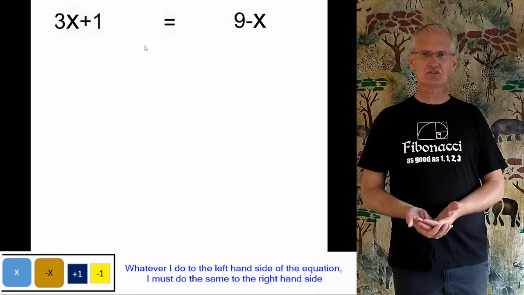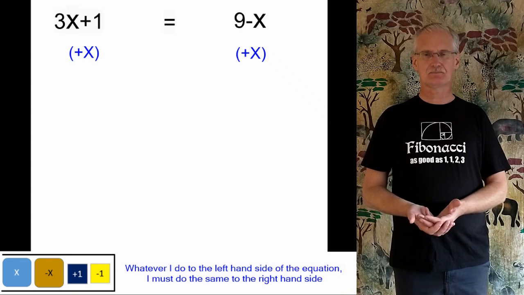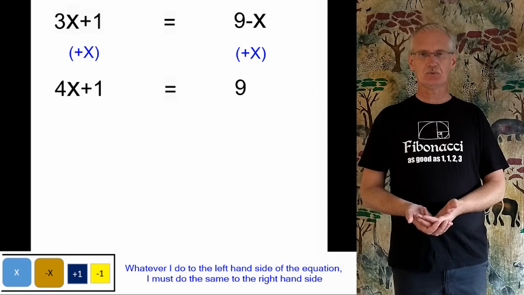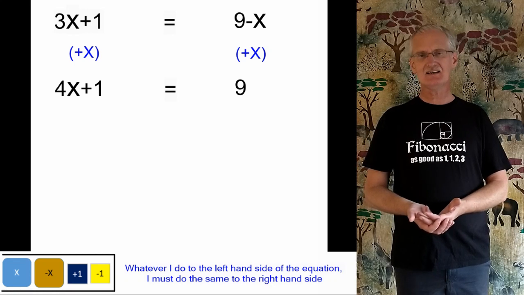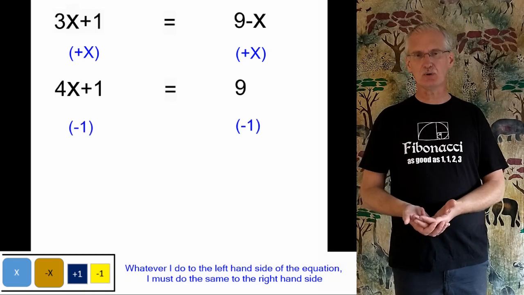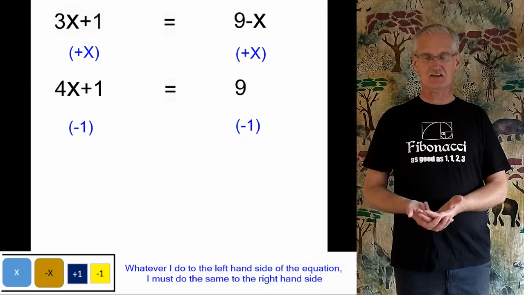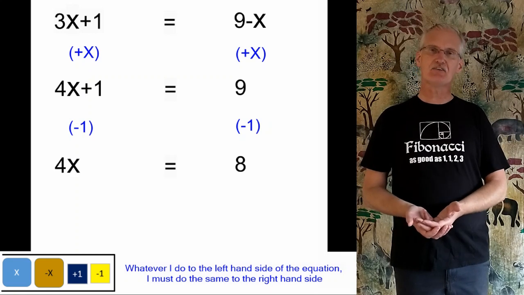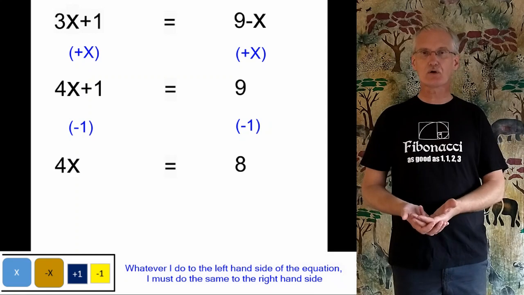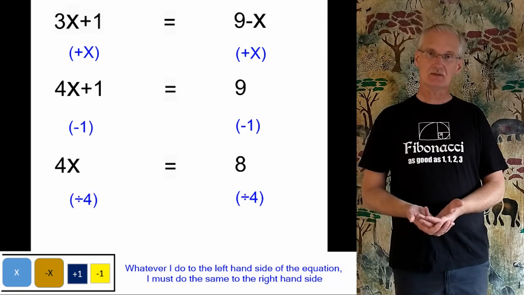So I'm going to start solving this by adding x to both sides. So what does that give me? Well, on the left-hand side, I'm going to have 4x plus 1 and 9. So now, I want to get x by itself. There's a positive 1 there. Why don't we take away 1 from both sides? Gives me 4x equals 8. And then finally, I'd group it into 4 equal groups. And that's going to give me that x equals 2.